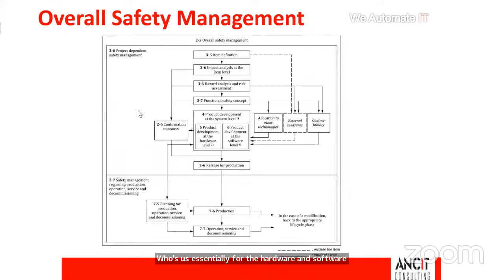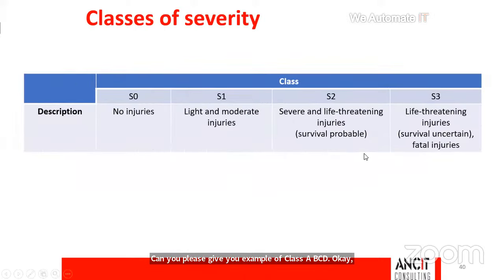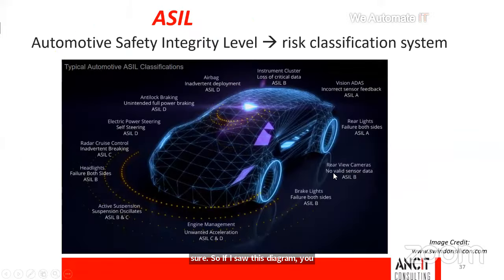Okay, thank you. Can you please give examples of ASIL class A, B, C, D? Sure. If I show this diagram, you will be able to understand these examples. What are ASIL A, B, C, D? If any malfunction is happening, what will happen? Correct. Don't make it very complex, and don't think of it in the automotive field.